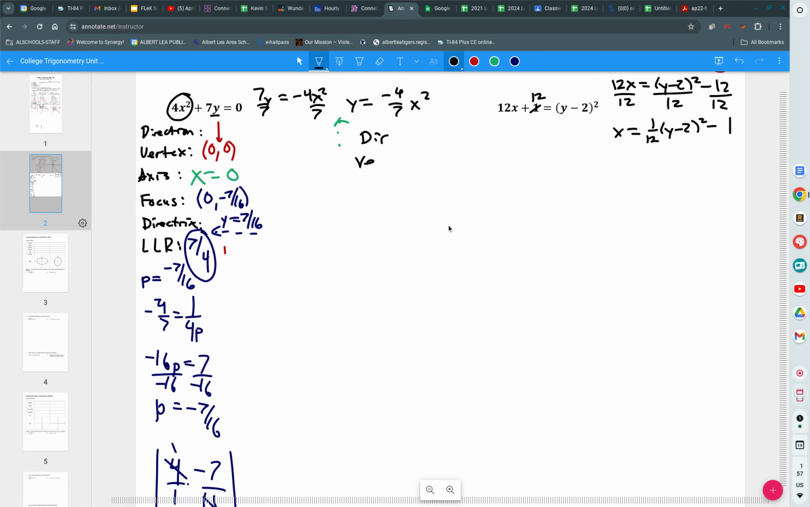Go direction. We're going to go vertex, axis of symmetry, focus, directrix, and the length of the latus rectum. Direction, you've already established that this opens to the right. Good job. Whisper to the person next to you, not loud enough for everybody else to hear. What do you believe is the vertex?